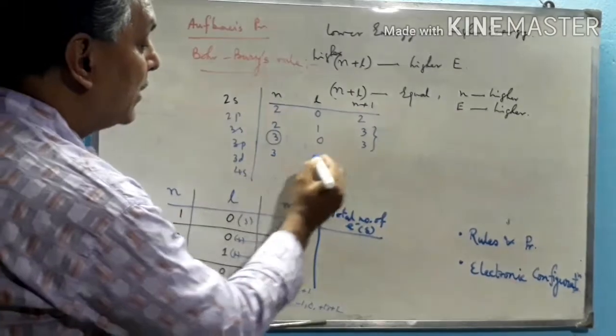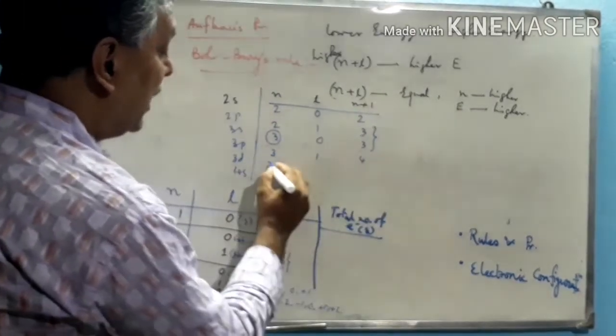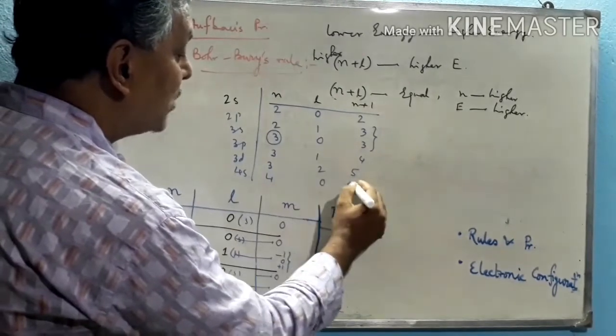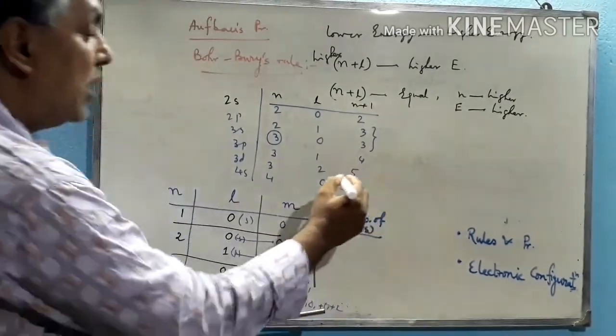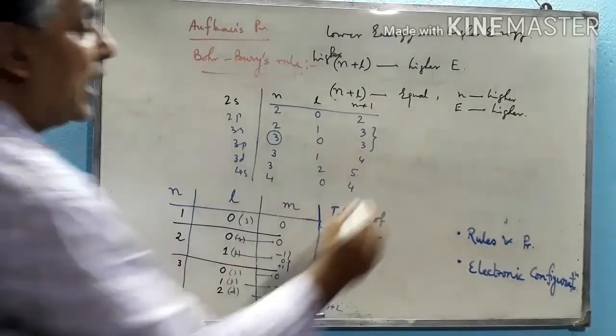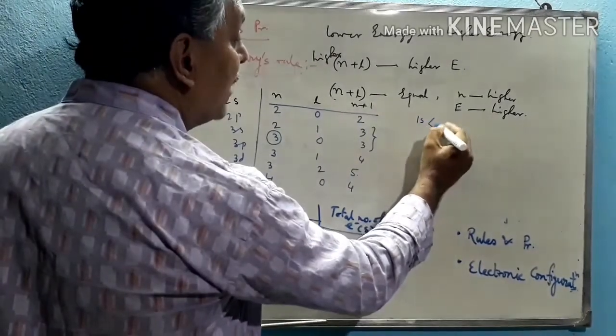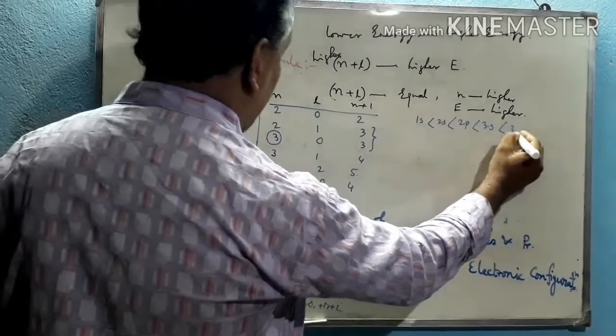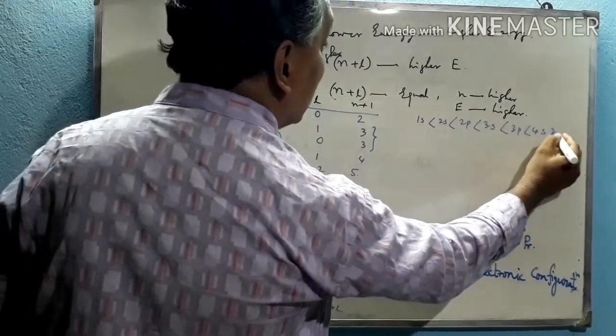Now for 3p, 3 plus 1, that is 4. 3d, 3 plus 2, that is 5. But 4s, 4 plus 0, that is 4. So the energy of 3d is greater than 4s. That means first 1s, then 2s, then 2p, then 3s, then 3p, then 4s, then 3d, etc.